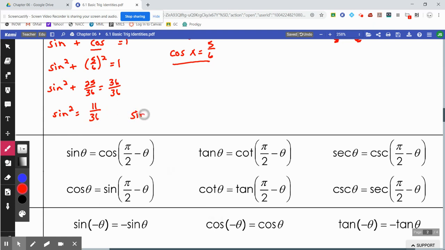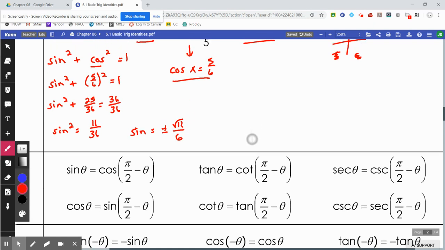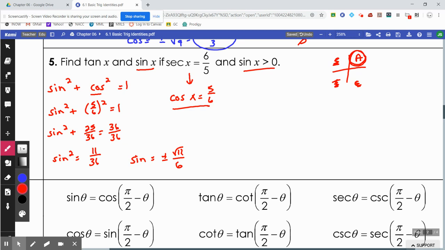So sine is equal to, we've got to do plus and minus the square root of 11 over the square root of 36, which is 6. Again, since we're in the first quadrant, though, instead of plus minus, we can dump the minus. We know that our answer has to be positive. Okay, next up, it asks us to find tangent as well.